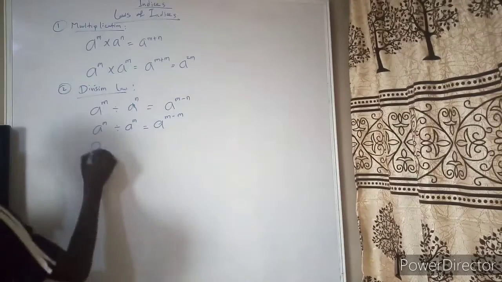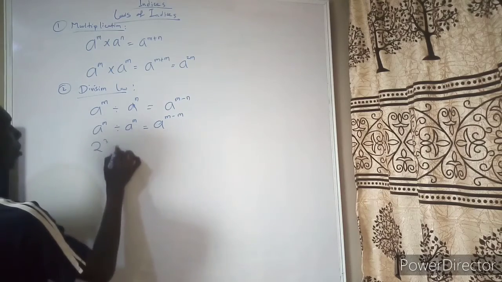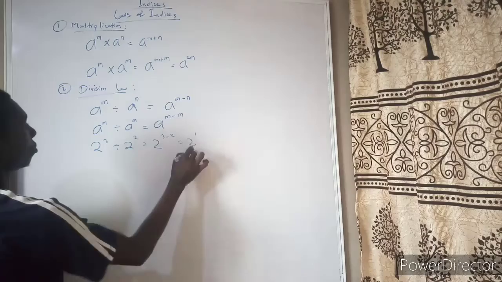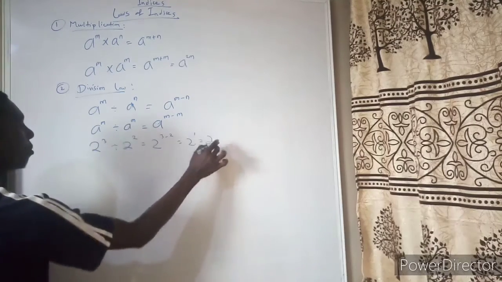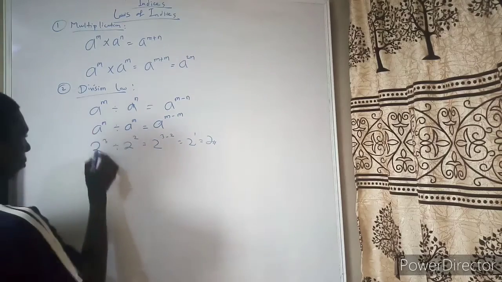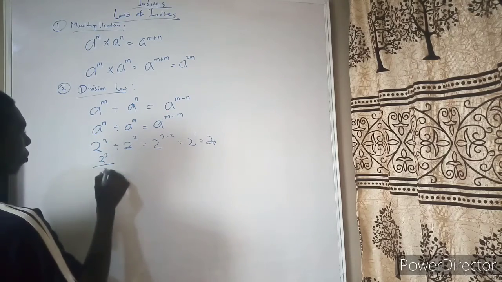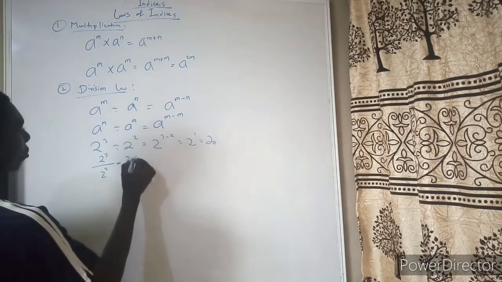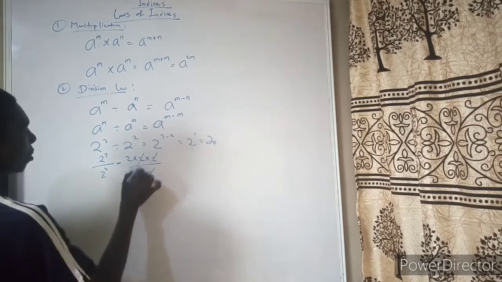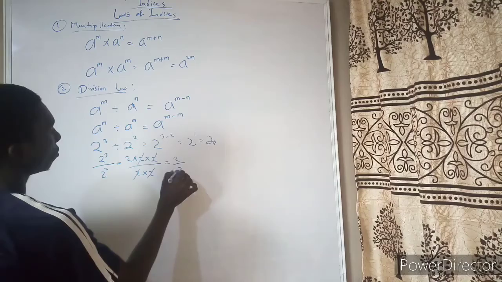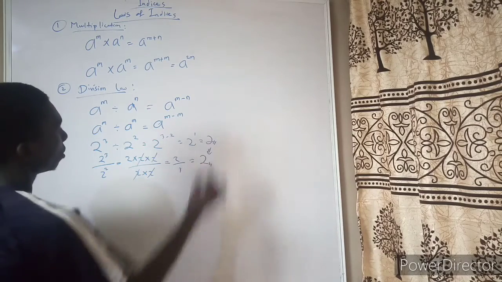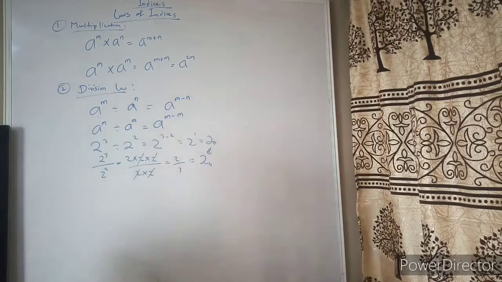For instance, 2 raised to 3 divided by 2 raised to 2 is equal to 2 raised to 3 minus 2, which is 2 raised to 1, which equals 2. Let's do it individually. 2 raised to 3 all over 2 raised to 2 is 2 times 2 times 2 all over 2 times 2. Two cancels two, two cancels two. What is left is 2 over 1, which is 2. Same answer, so the law is valid.